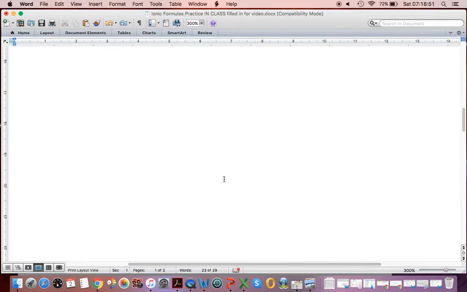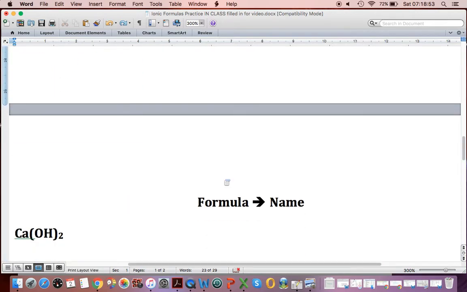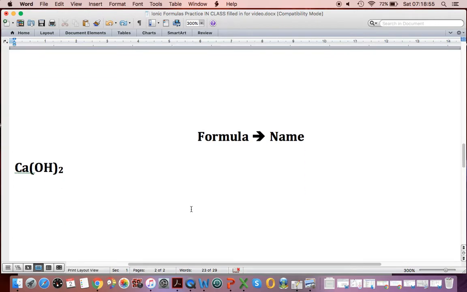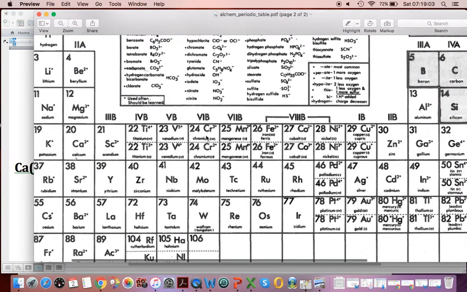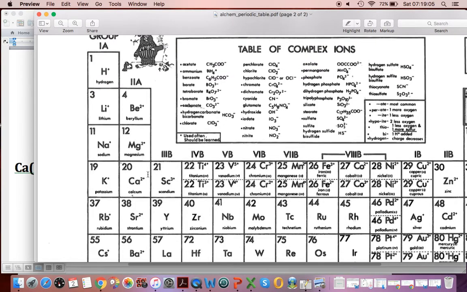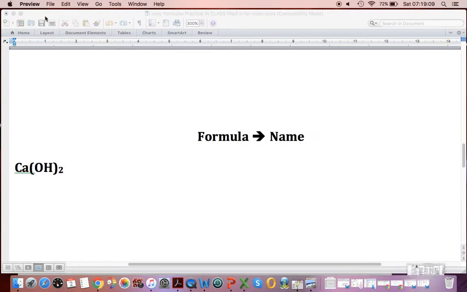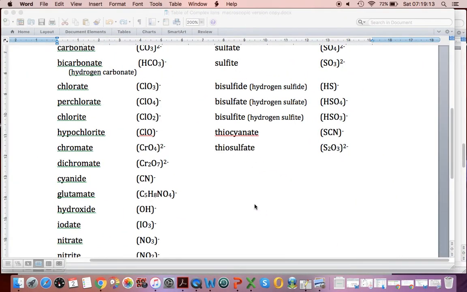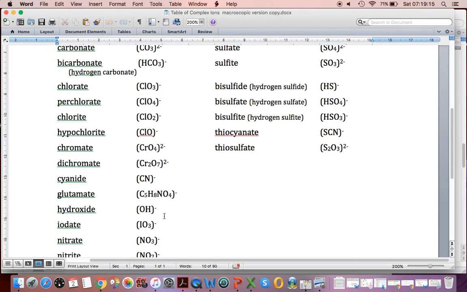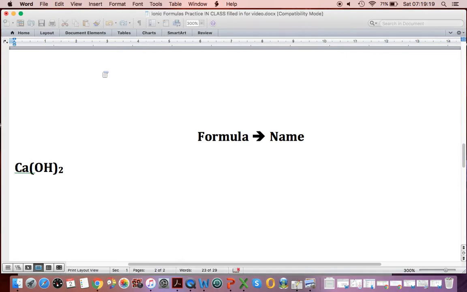Now we want to go the other way. So we're going to go formulas to names. I looked this up, and it's pretty obvious what I'm doing. I see Ca, and I go, whoa, that has to be on the periodic table. And it is, and it's always +2, not multivalent. This is brackets, so I know it's got to be a complex ion. And I come rattling down here and I look for hydroxide and I see it's OH1 minus.